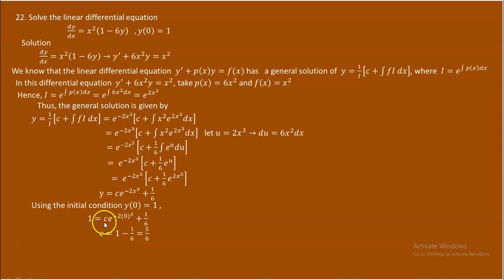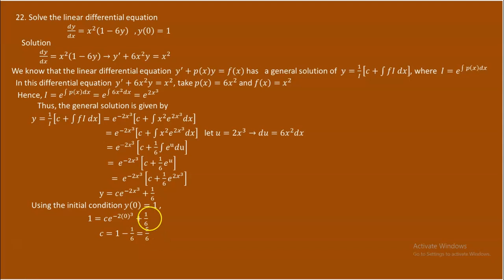Look, this is what, students? 1, because e to the power of 0 is 1. 1 times c is c. As you see, 1 is equal to c plus 1 over 6 is going to come. And c is determined by 1 minus 1 over 6. You see, just move this 1 over 6 to the left. c is going to be 1 minus 1 over 6, which actually is 5 over 6. Now the value of c is determined.